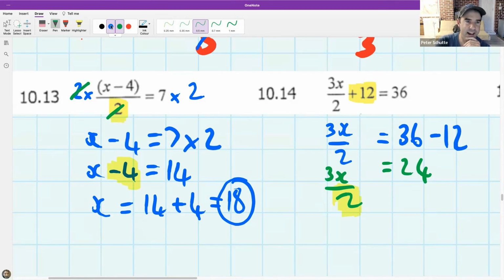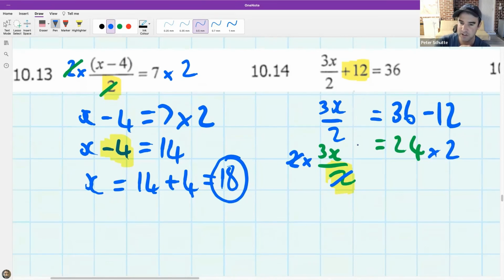So sometimes I actually will show you, like in this question, I'm going to times this side by 2, and I'm going to times this side by 2 to show you I'm getting rid of this divided by 2. But then I'm still left with a 3x on top. And then on the other side, I'm left with 48.